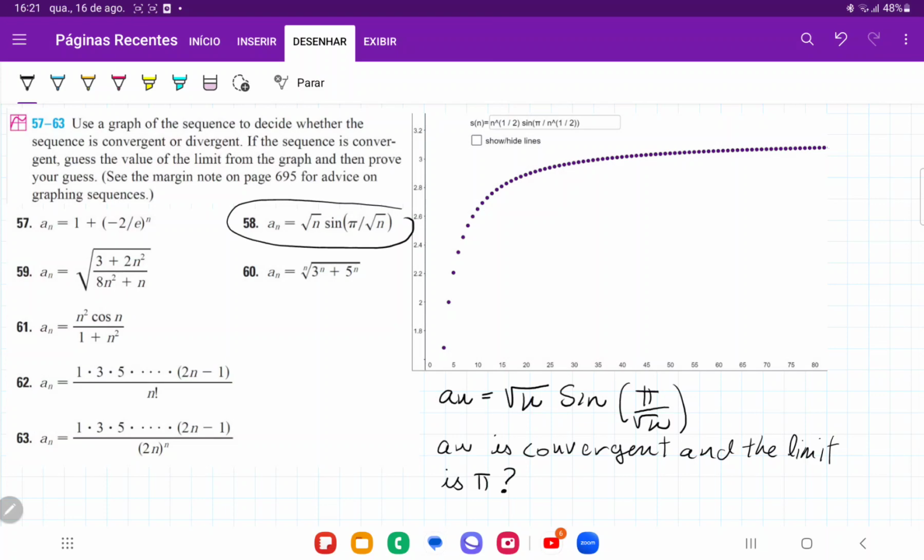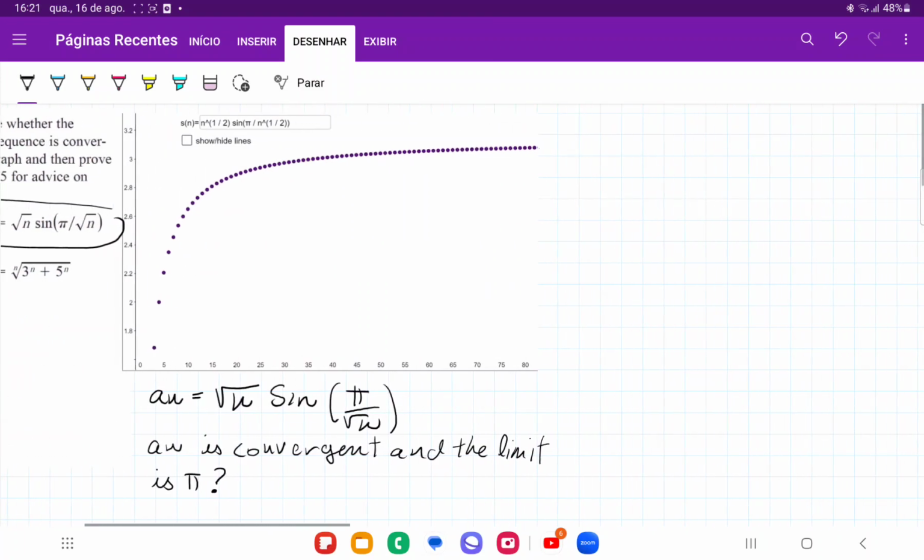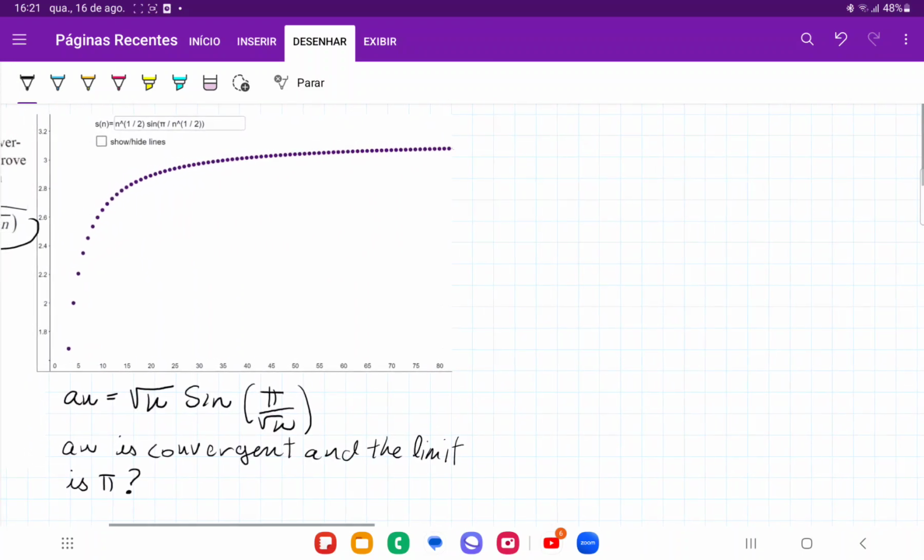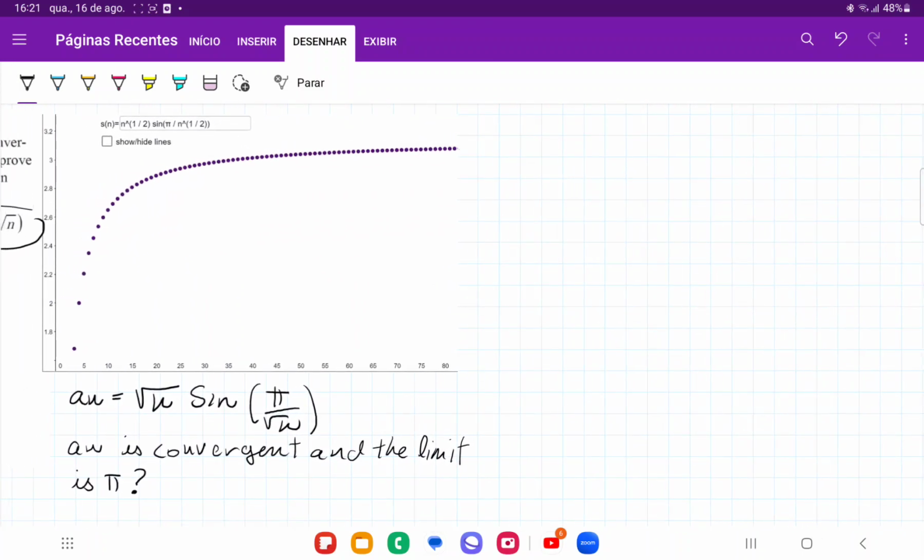And so once we've guessed it, they want us to prove our guess. So we looked from the graph, we say, okay, it appears to converge somewhere, and that point of convergence is slightly above 3, so we're going to guess pi. And now we have to prove our guess. So what we're going to do is take the limit as n approaches infinity of our a_n, so square root of n times sine of pi over root n.